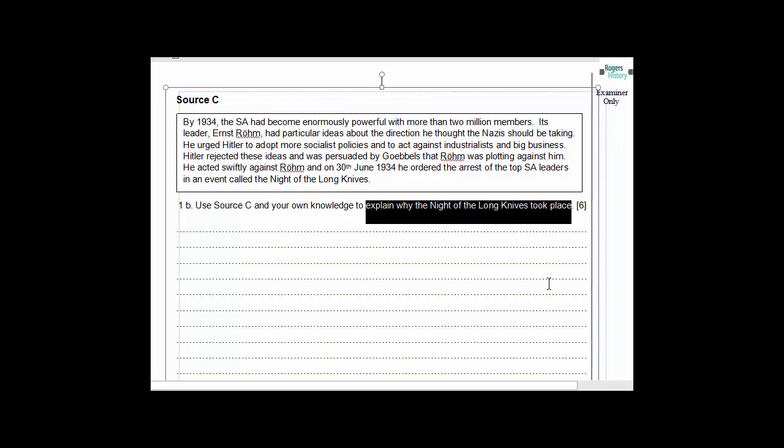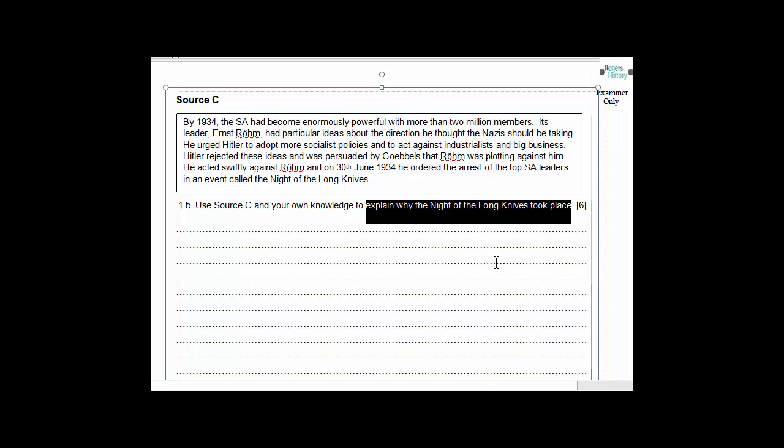The source is there to help you, but obviously you're going to know the key conflicts between Hitler and the SA revolving around the support of the German army and the fact that Hitler wanted the support of the German army. So you need to bring that into the answer, as well as other relevant points.